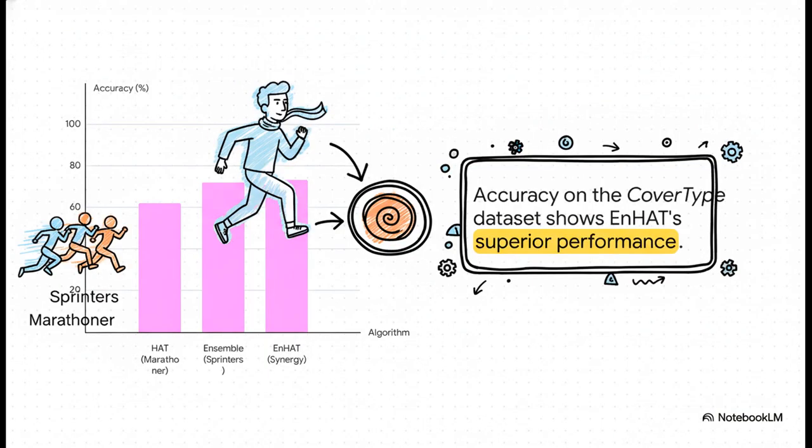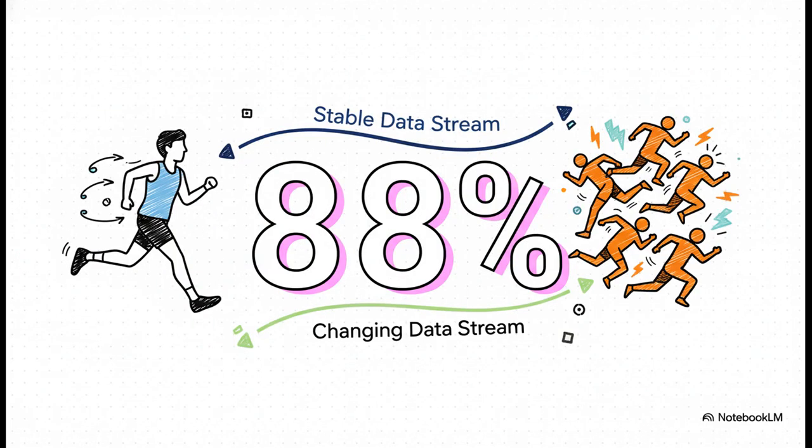This chart shows the accuracy on a real-world dataset. The marathoner on its own gets about 62% accuracy. The sprinter team does better, hitting around 72%. But then look at EnHAT, the synergistic combo. It consistently gets the highest accuracy of them all, and that's because it's dynamically picking the absolute best tool for the job every single time. And this wasn't just some lucky fluke. Across a whole bunch of different experiments, EnHAT was the most accurate model, an incredible 88% of the time. It was constantly outperforming its own ingredients.